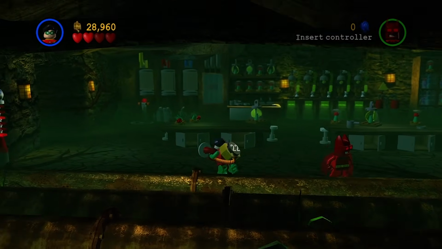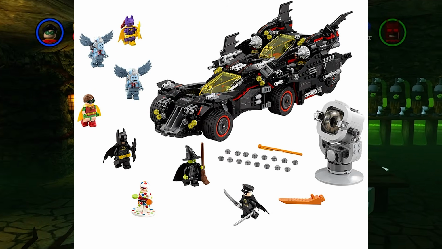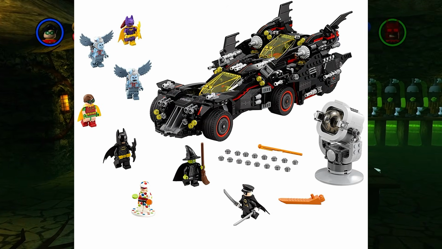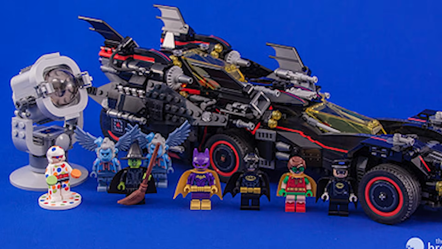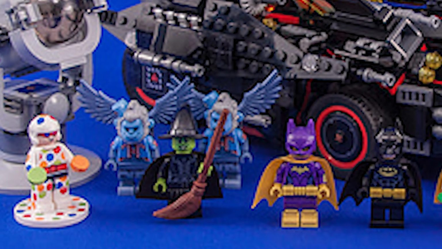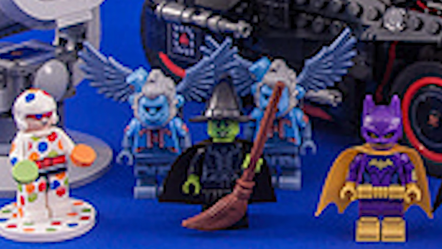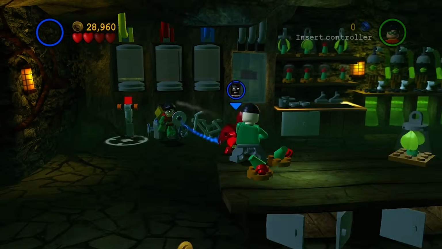Anyway, the LEGO Batman movie set, the Ultimate Batmobile, has the Wicked Witch of the West and two of her flying monkeys, which is kind of the only instance I can think of with a LEGO superhero set having minifigures from a non-superhero intellectual property.